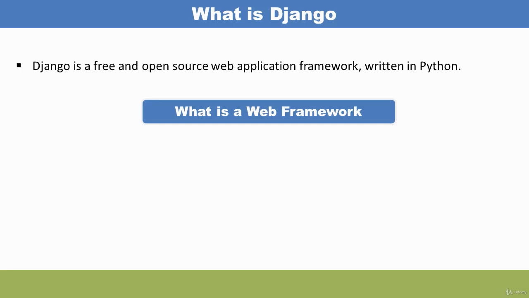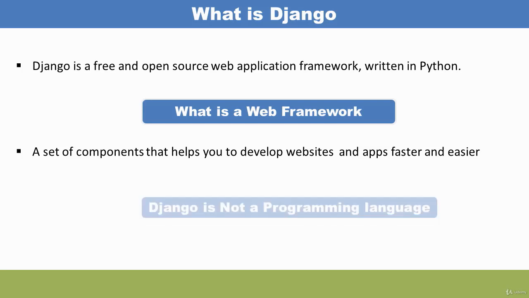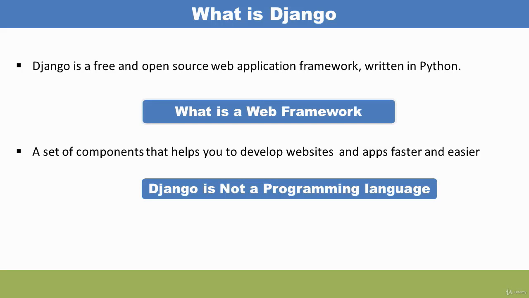A web framework is a set of components or tools that helps you develop websites and web apps faster and easier. With a web framework, a lot of the tools have been prepared for you, so you would not need to recreate a lot of them. There's no need to reinvent the wheel. Most of the stuff you need has already been created, so the tools are there for you to use. Django is not a programming language. It is a web framework, written in a programming language called Python.